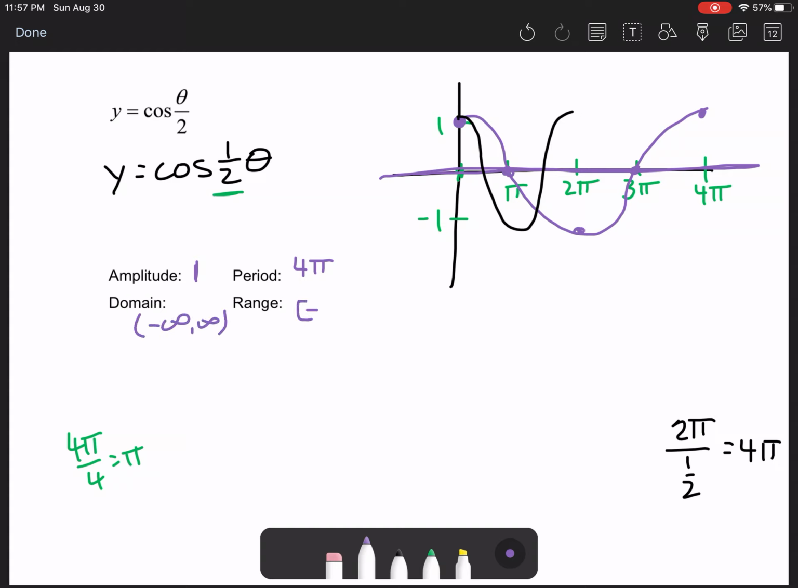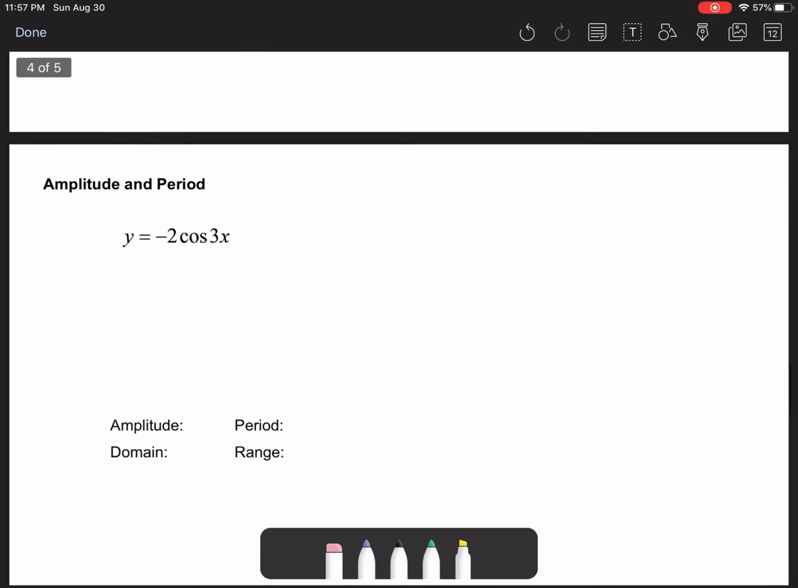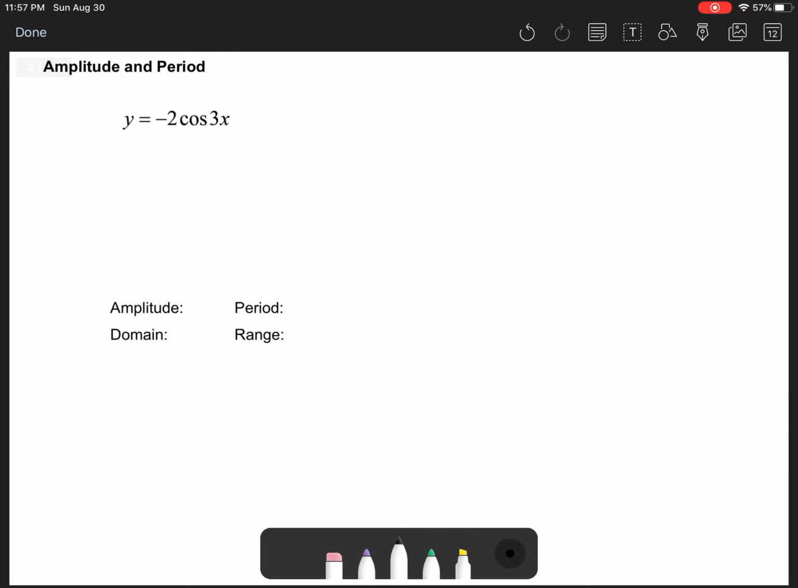Range is still -1 to 1. It's the period that was changed. All right, so let's look at one where we put them both together.